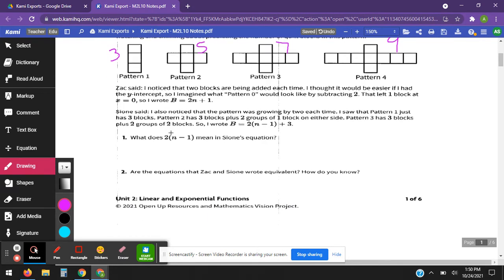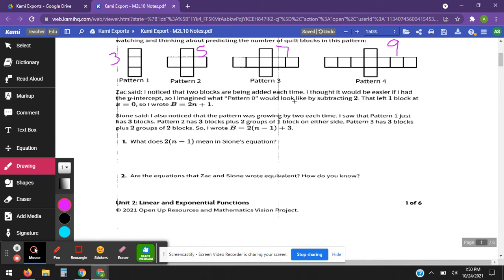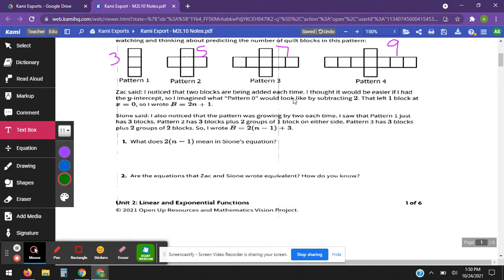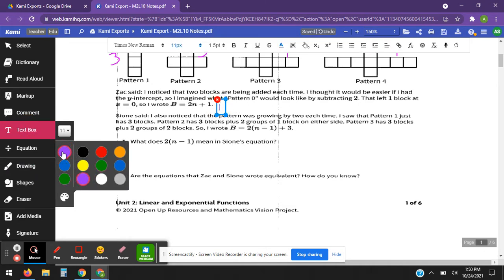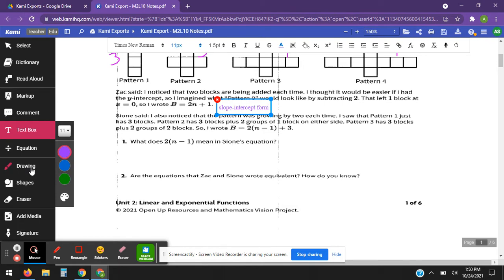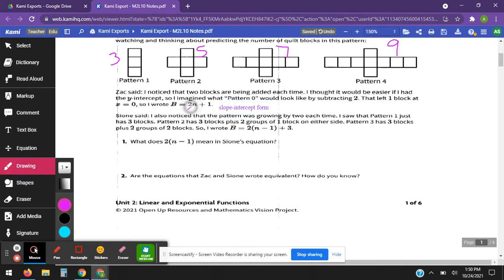I thought it would be easier if I had the y-intercept, so I imagined what pattern 0 would look like by subtracting 2. That left 1 block at x equals 0, so I wrote the slope-intercept form. So I'm going to type that here. This is slope-intercept form. We've got our slope right here, and then we've got our y-intercept. So we basically said pattern 0, to take 2 would be 1.